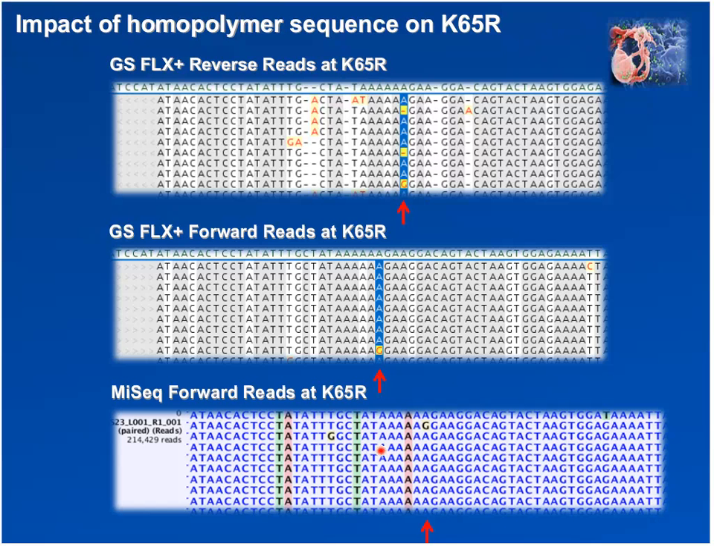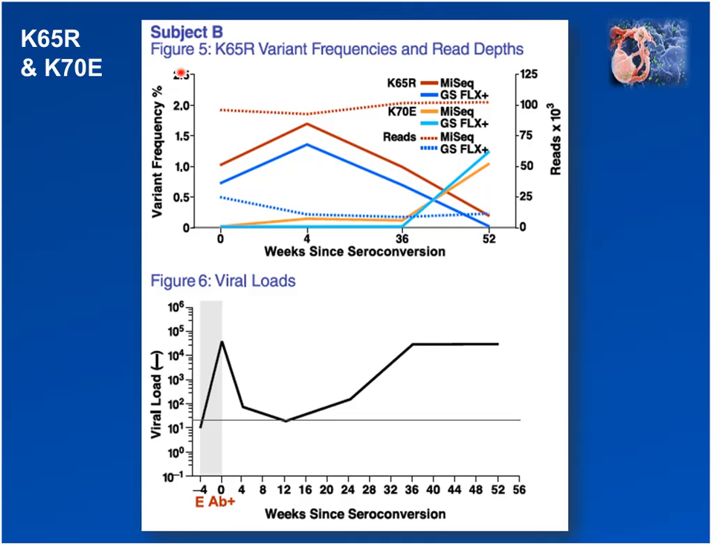The MiSeq does not have this issue relating to homopolymer errors, and so we did not need to remove any data when evaluating K65R variant frequency in MiSeq data or in the forward reads from the GS FLX Plus. So let's look at some of the variant frequencies for the remaining subjects, and we're going to look specifically at K65R and the other variant that I mentioned, K70E.